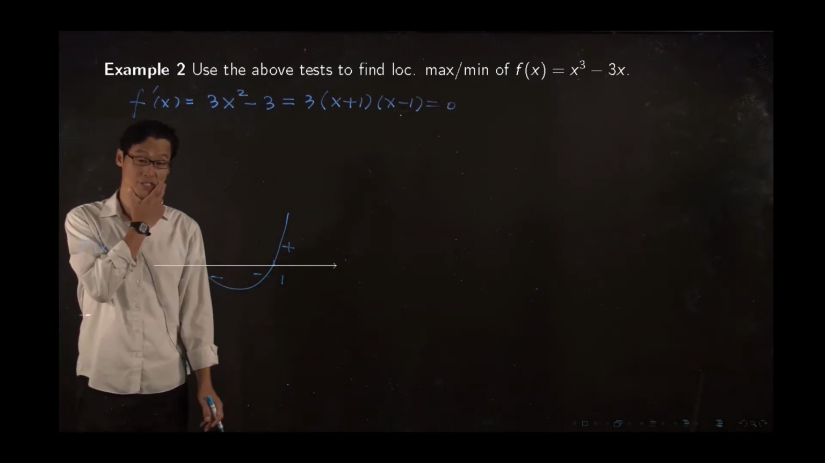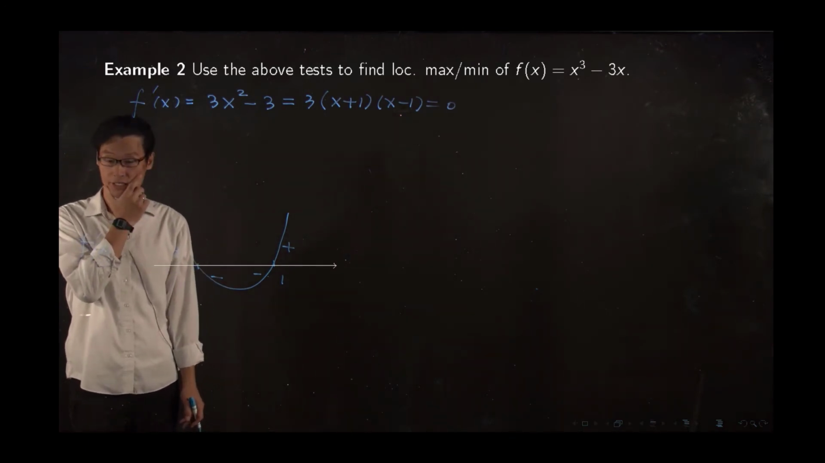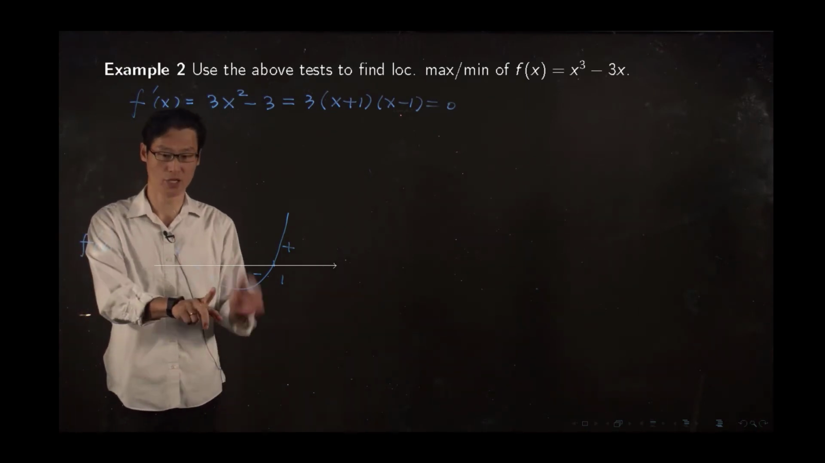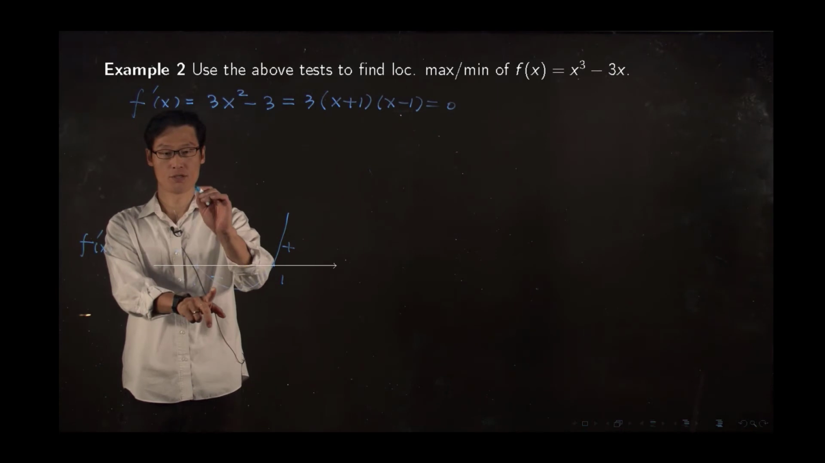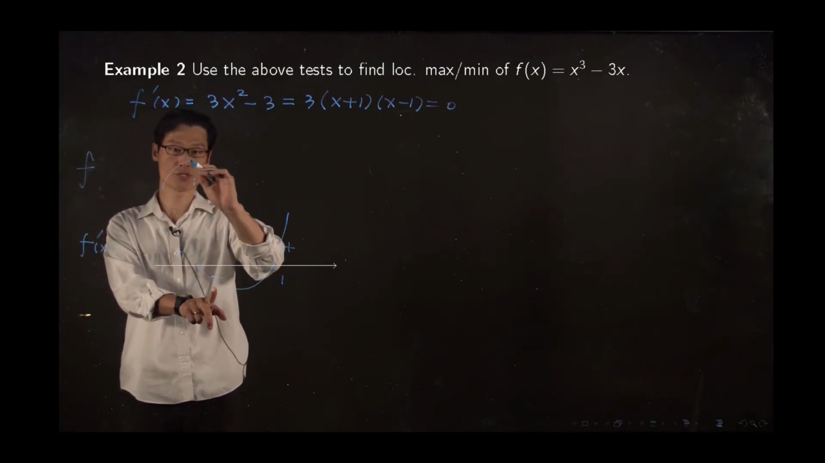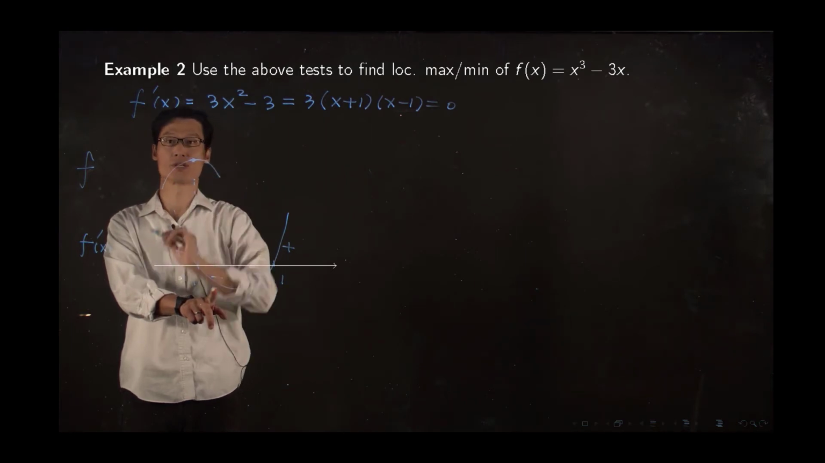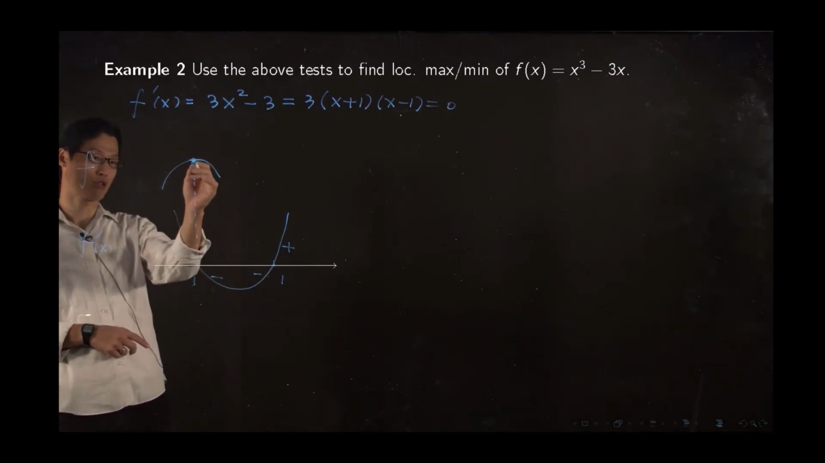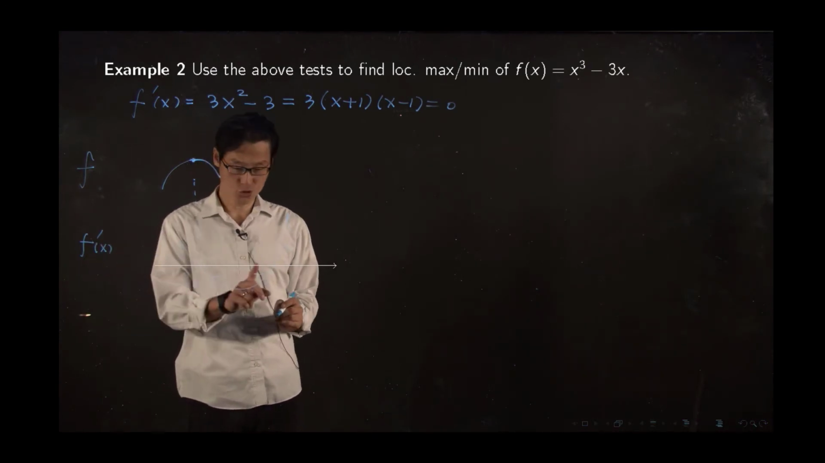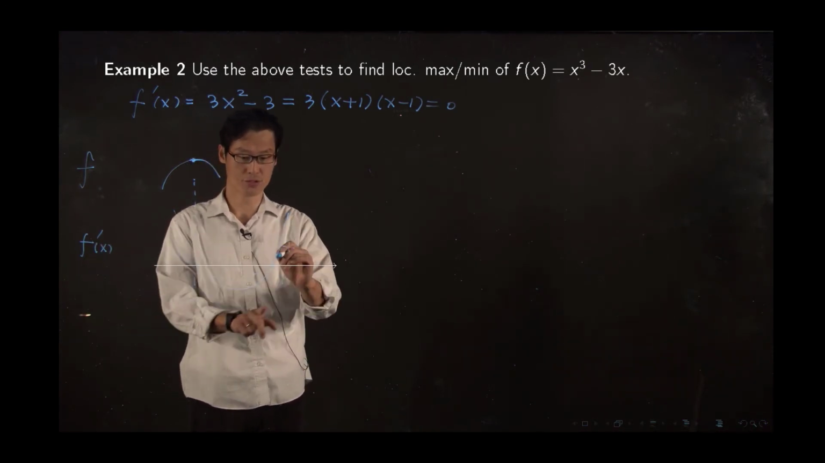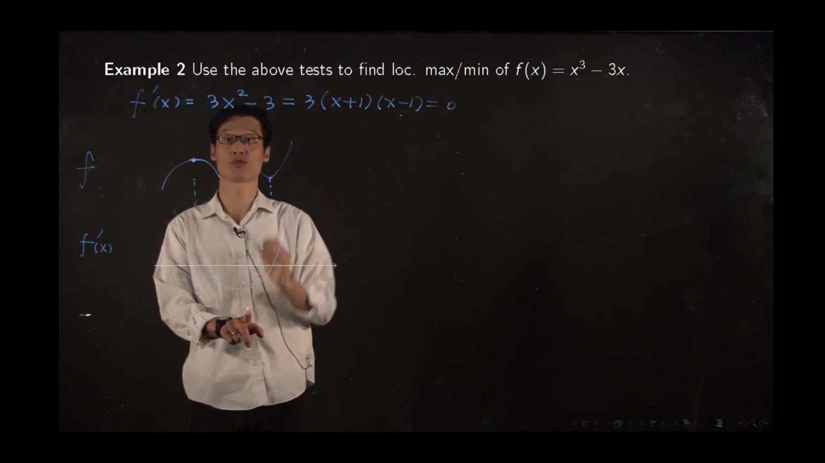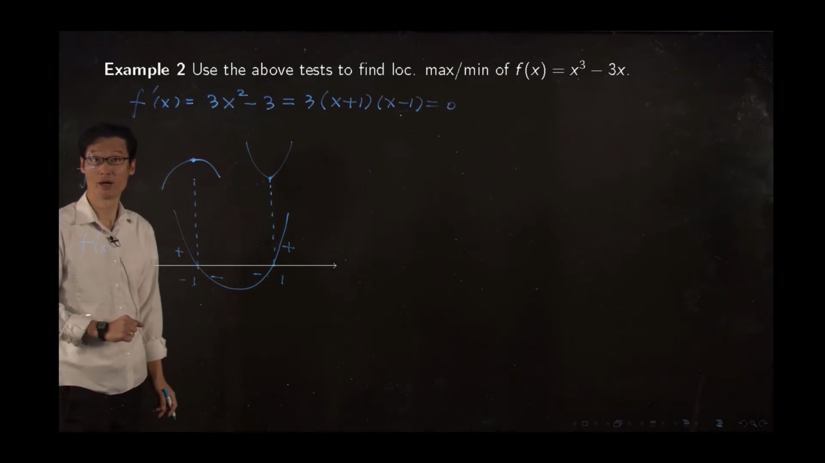So the first derivative test says that whenever f prime changes its sign from positive to negative, your original function must be increasing and then decreasing. So your function has to have a local maximum. Similarly, if your f prime changes its sign from negative to positive, your original function must be decreasing and then increasing. So a local minimum there.